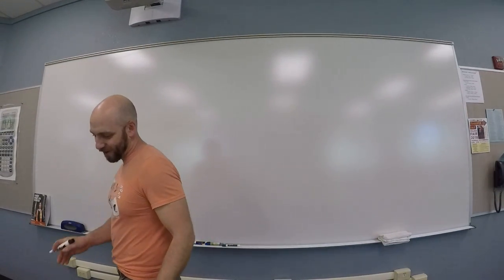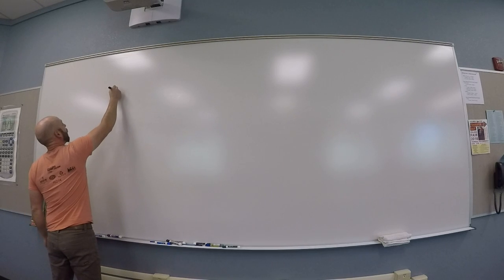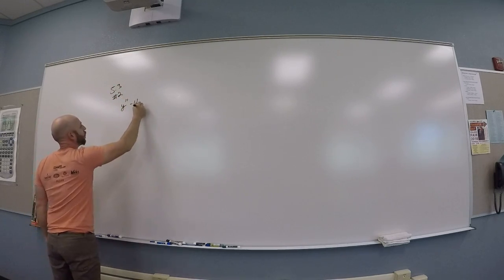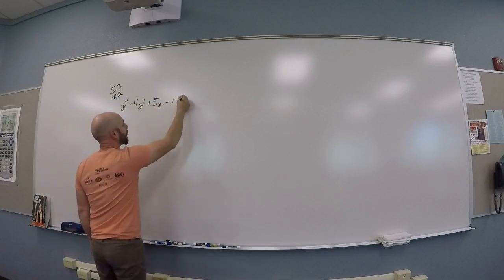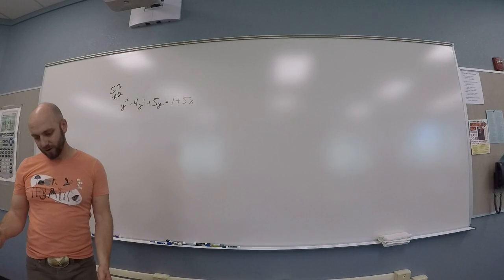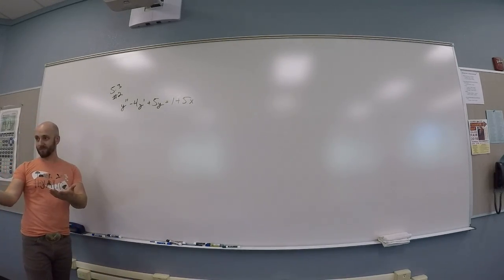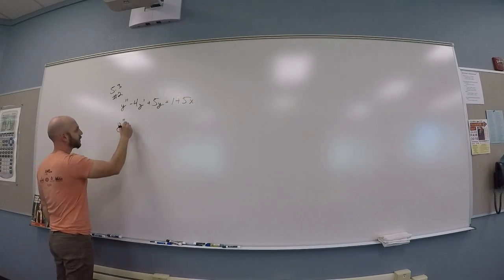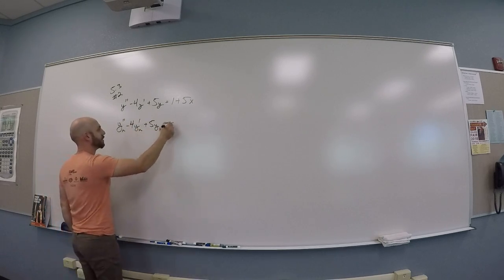Alright, so let's try 5.3 number 2 just for kicks. So we have 5.3 number 2: y double prime minus 4y prime plus 5y is 1 plus 5x, I think? Yeah. Okay, so first things first, get the homogeneous solution. So y homogeneous double prime minus 4y homogeneous prime plus 5y homogeneous is 0.